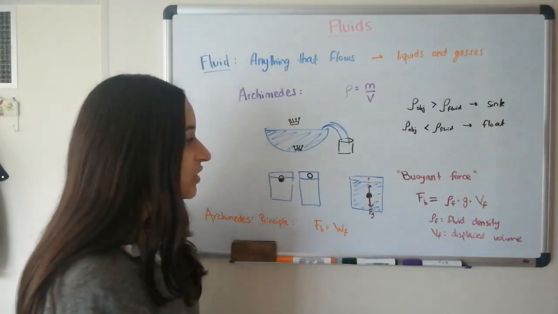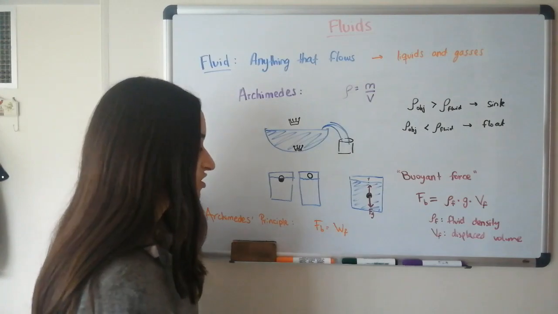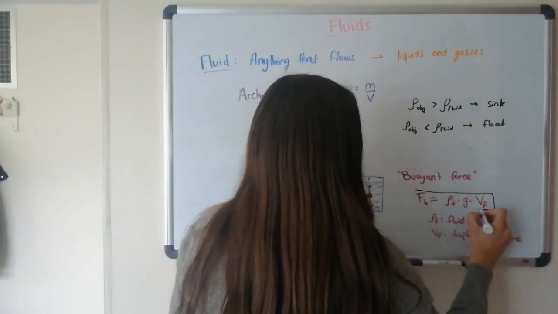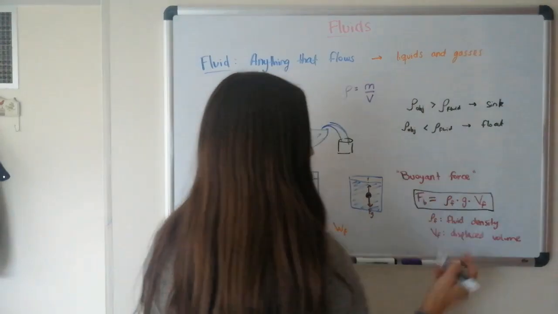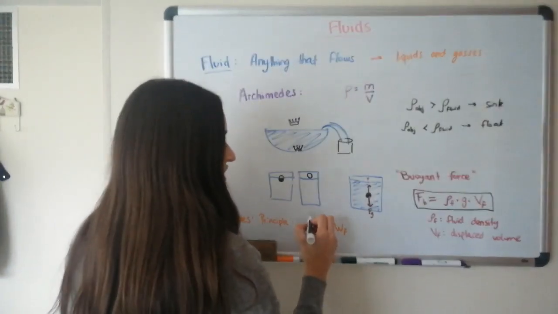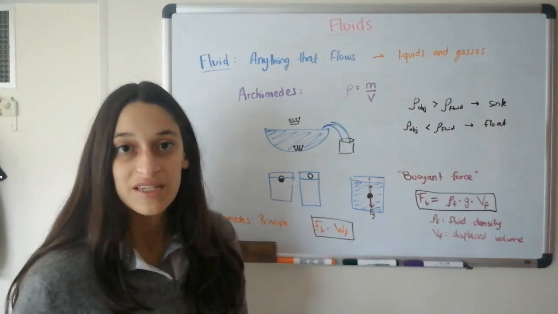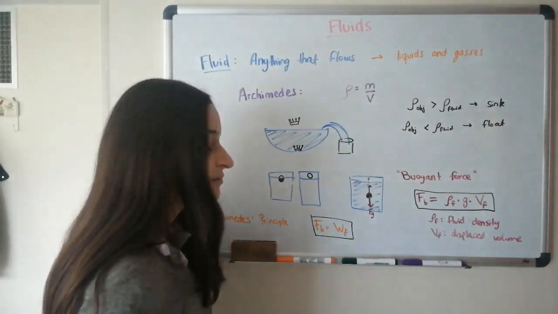Okay, so we have two equations for buoyant force that we can use. We can use this long one if we're given the density of the fluid and the volume of fluid displaced, or we can use this small one if we know the weight of fluid displaced, mass times 9.8.